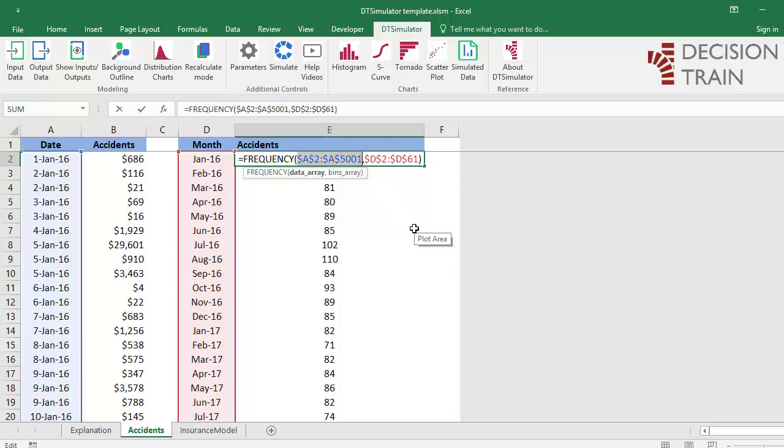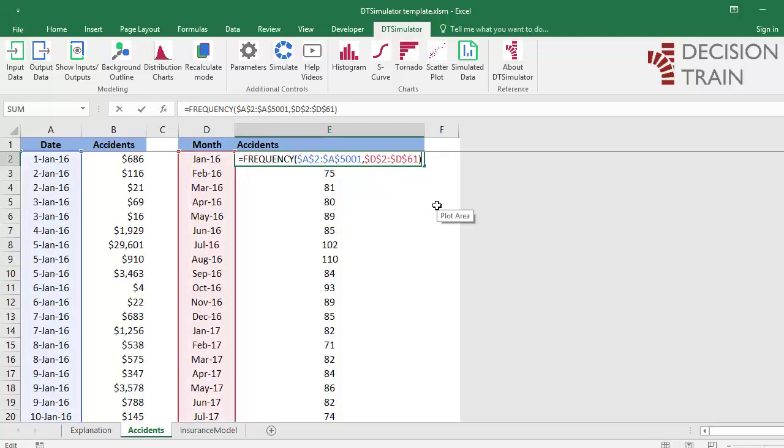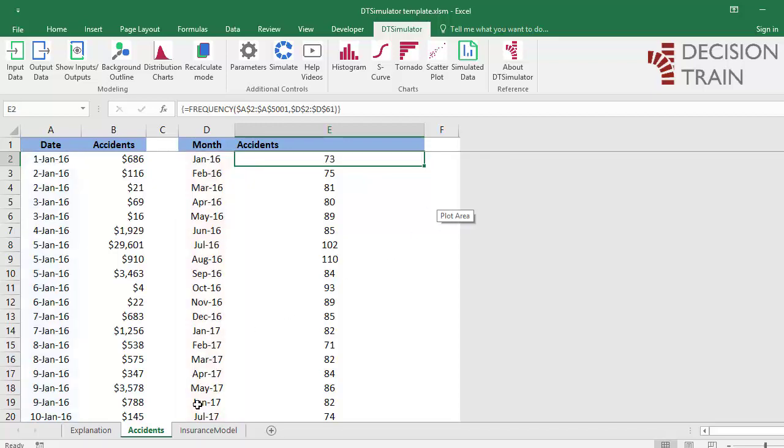For example, view cell E2 with the formula equals FREQUENCY, open parenthesis, range A2 through A5001, fixed, comma, range D2 through D61, fixed, close parenthesis. It counts how many accidents there are per month from the range A2 through A5000, categorized according to the intervals located on range D2 through D61.